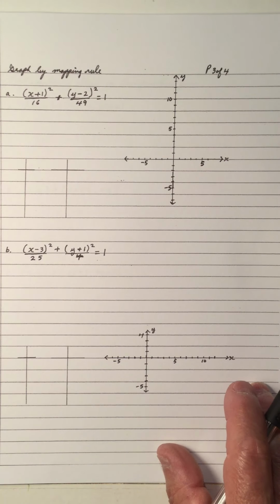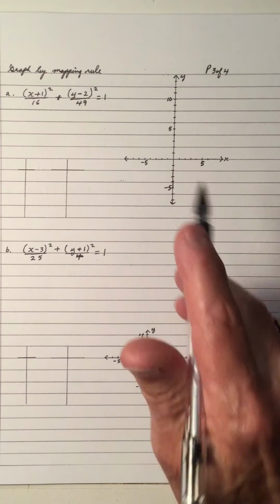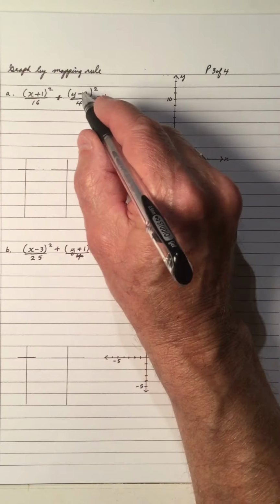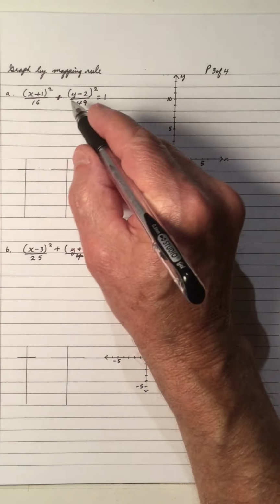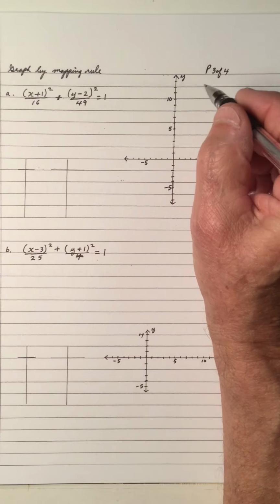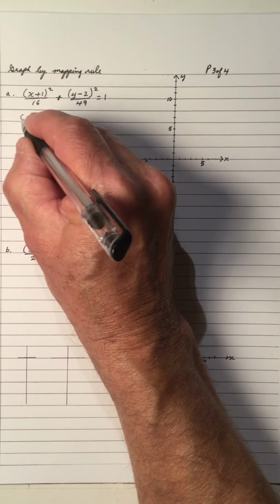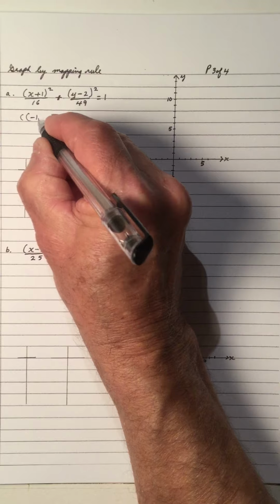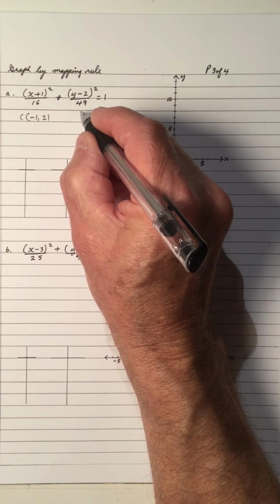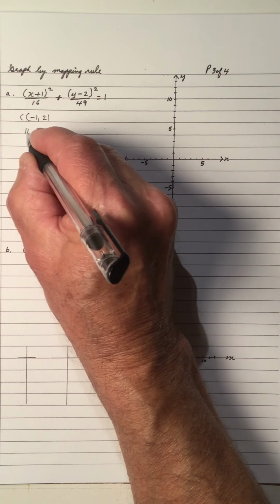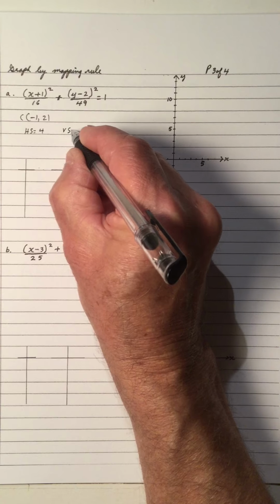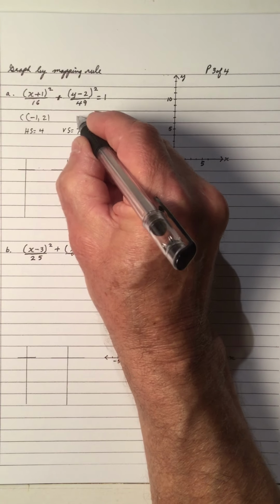Graph by the mapping rule. Now we could easily graph these by plotting the center of negative 1, 2, and then doing the stretch. But right now we're just doing them with the mapping rule. So we have a center. The center is negative 1, 2, and the horizontal stretch is the square root of 16, which is 4. The vertical stretch is the square root of 49, which is 7.